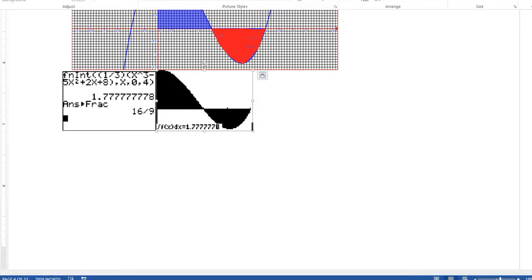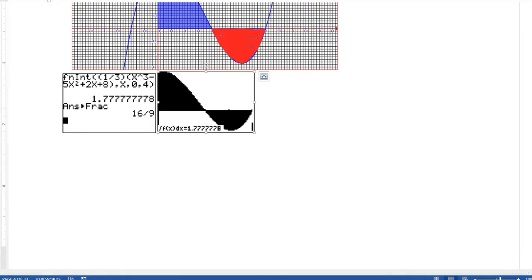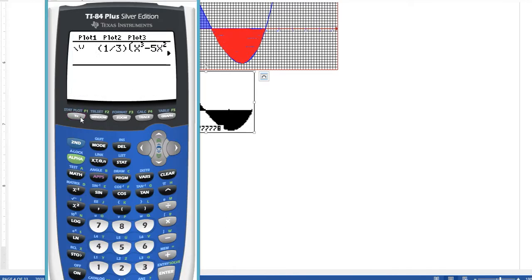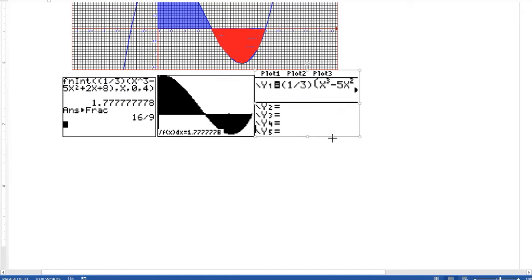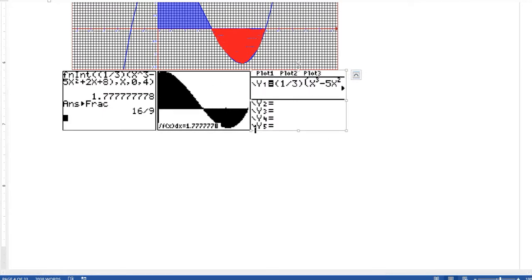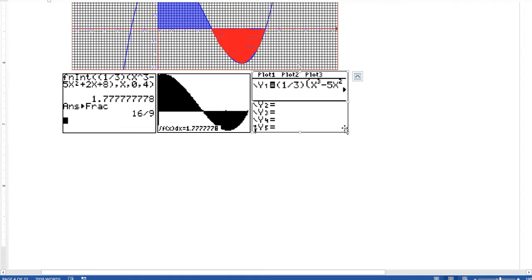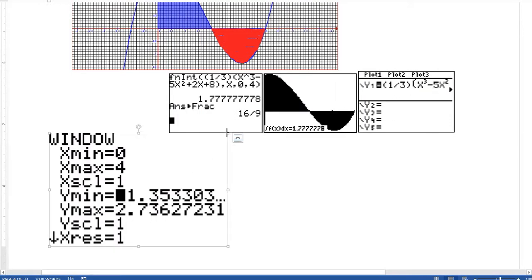Okay, let's just clean this up a teeny bit before I move on. And let's put in what we put in, and let's put in what the window is. Kind of a strange window there. If we wanted to, we could go with something smaller or larger, but this is what Zoom Fit gives us. Let's go with that.